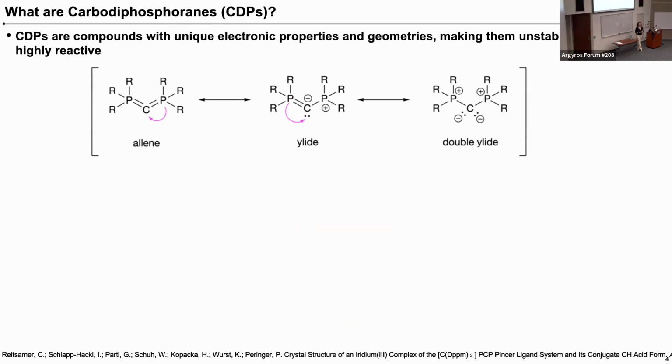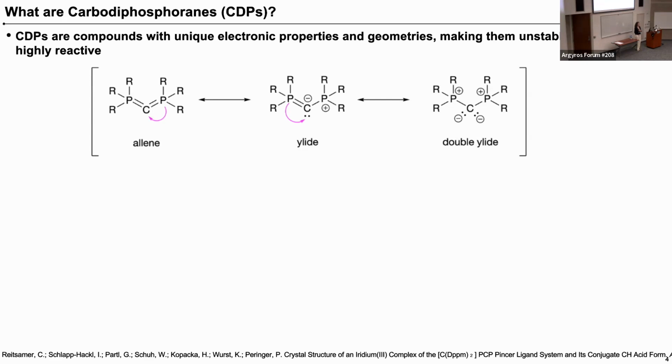There are a lot of different Lewis-base catalysts, but I'm going to be focusing on carbodiphosphoranes, or CDPs for short. These are carbon(0) compounds that are highly unique and reactive due to their electronic properties and geometries. They may exist in any of these three resonance forms: the allene, the ylide, or the double ylide, and that will dictate how they react in reactions.